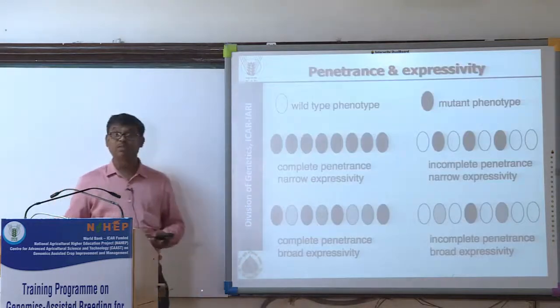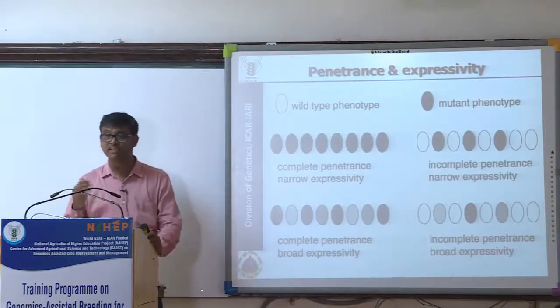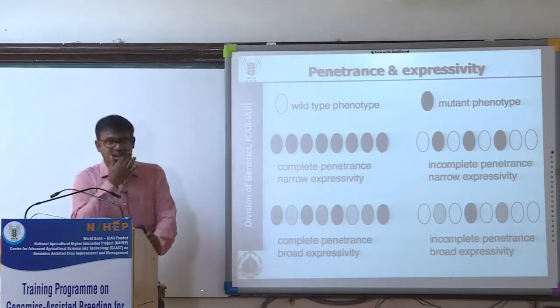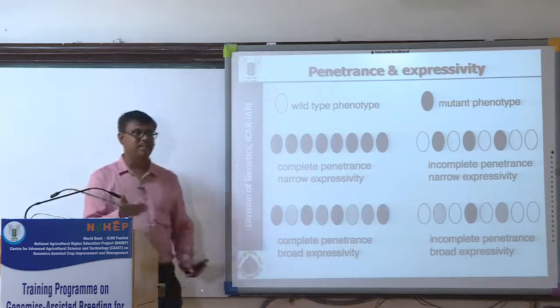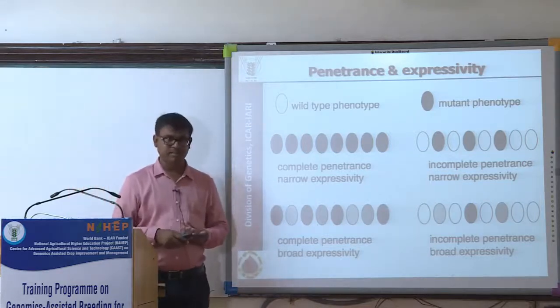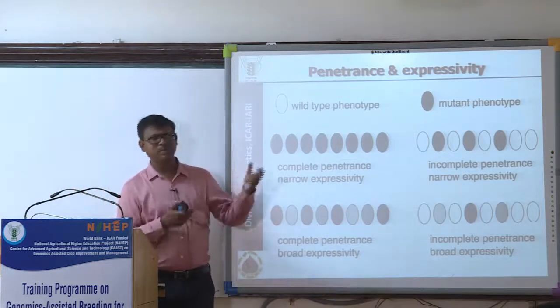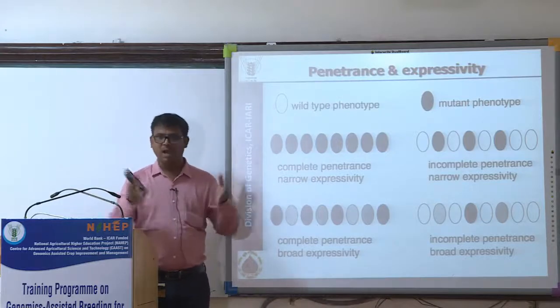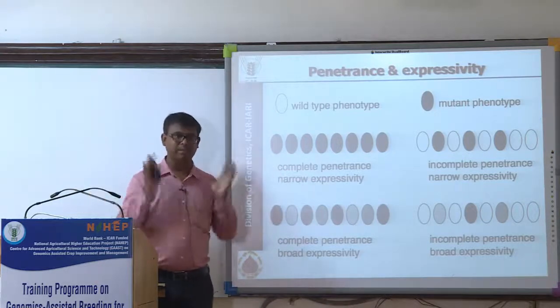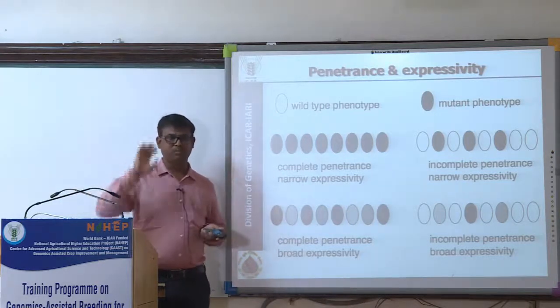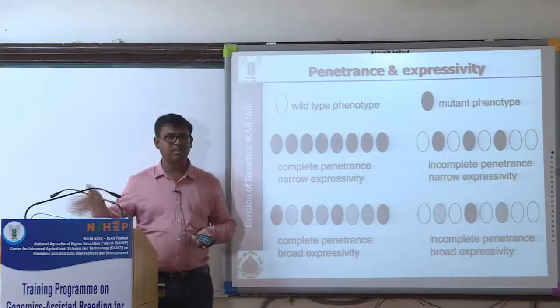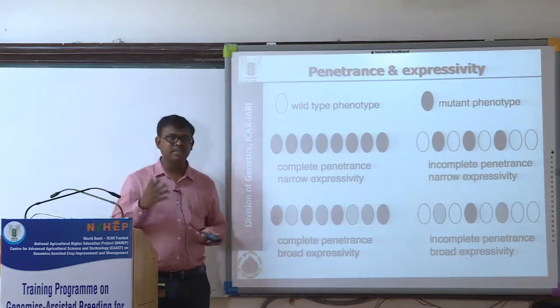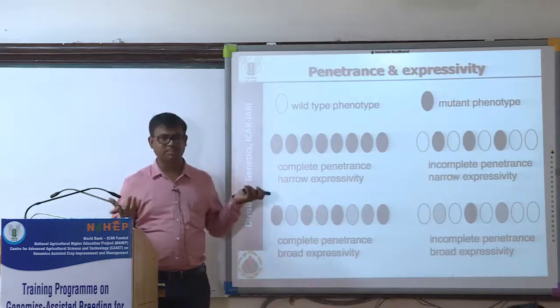Penetrance and expressivity are also very, very important. What is penetrance? Penetrance is the ability of a gene to express, right? In many cases, even though the gene is present, it may not express. Why? Because there could be a suppressor in the background. If 100 individuals are all capital A, capital A, and only 90% produce red color while 10% don't produce any color, we'll say the penetrance of that gene is 90%.